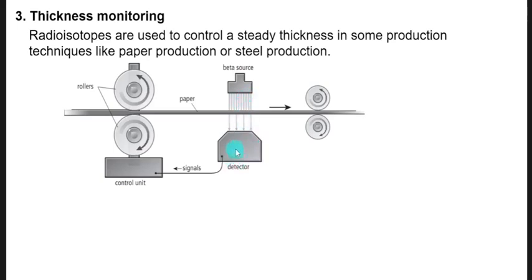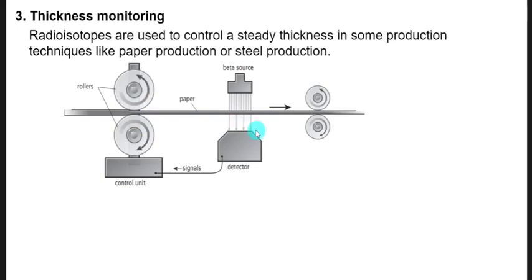and if the radiation which is detected here is according to what was set for the particular thickness, then it will continue going nicely. But if it is detected that the radiation here has increased, it means the thickness has decreased. So the detector will send information to say, no, there's too much radiation coming, meaning you have reduced the thickness. So the rollers will be told to move apart to give the right thickness.